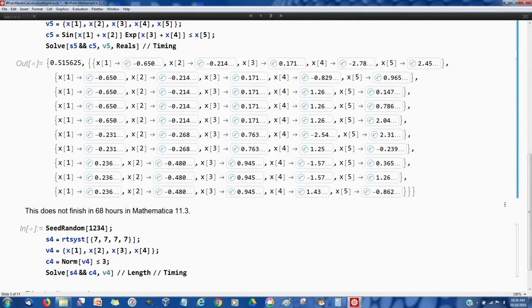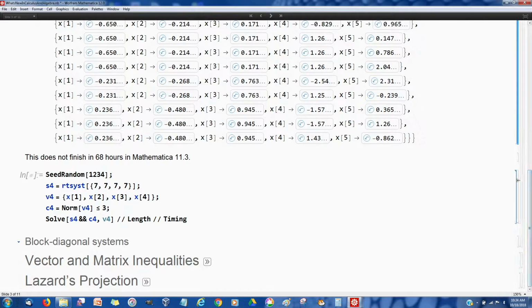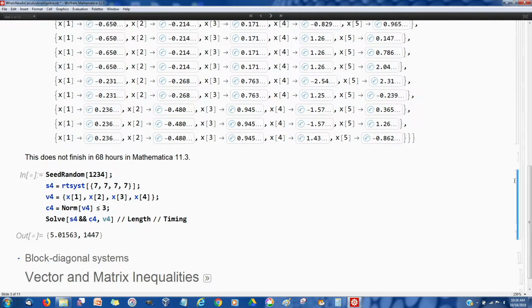And here's another example in which we are looking for complex solutions. Here we find all the complex solutions satisfying additional norm conditions. So we can have an arbitrary triangular system and an arbitrary condition; basically we generate the solutions and check whether they satisfy the conditions. So it's an easy solving method, but here we can now find all the 1400 solutions in 5 seconds, and Mathematica 11.3 didn't finish in 68 hours for this because of the Gröbner basis computation.